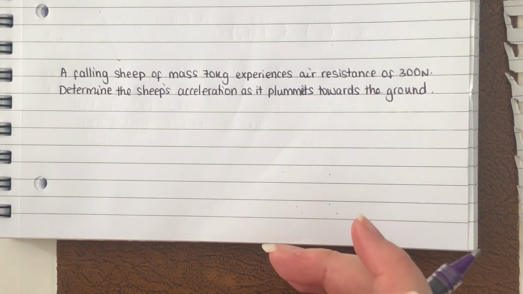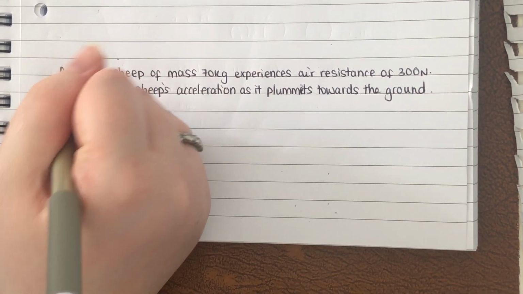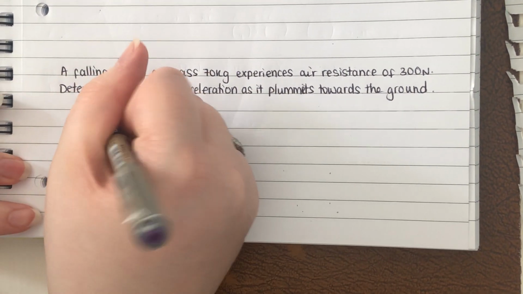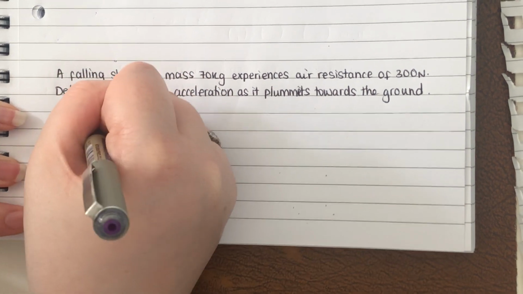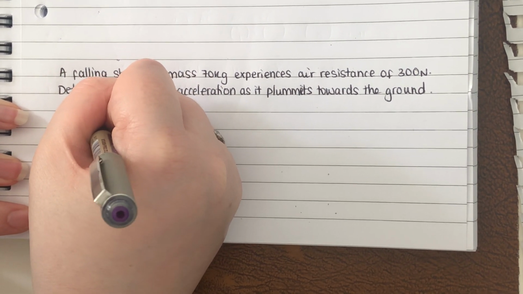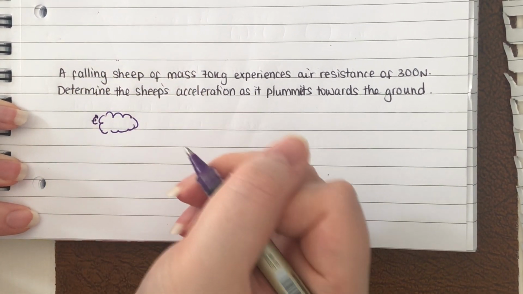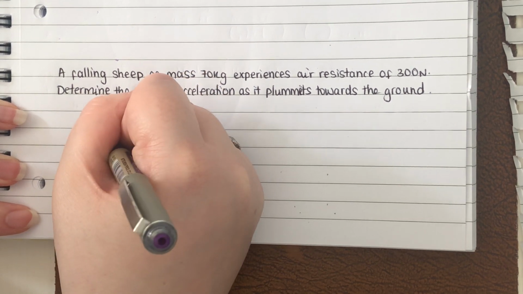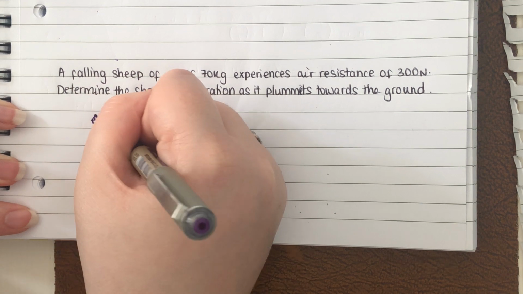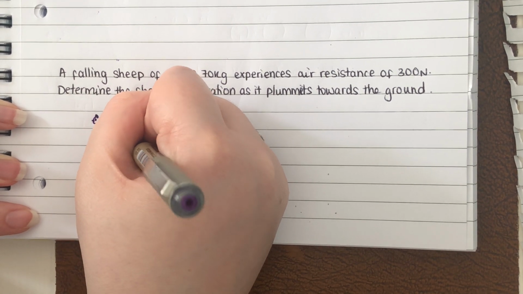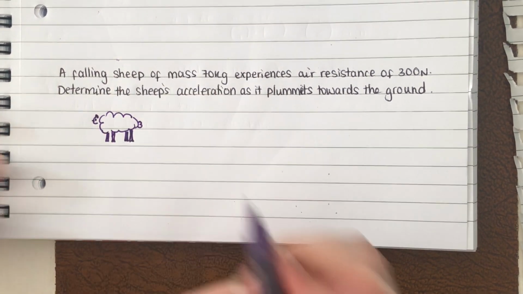Okay, so we're getting slightly harder now. I know it's a bit sad because it's a little sheep. I am going to draw a little sheep. Okay, so you've got a sheep. I don't know if they have ears. They do have little legs. Like that.